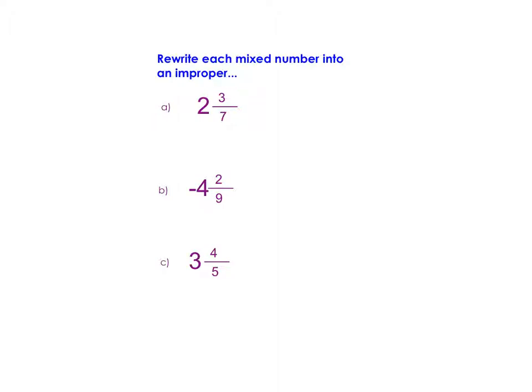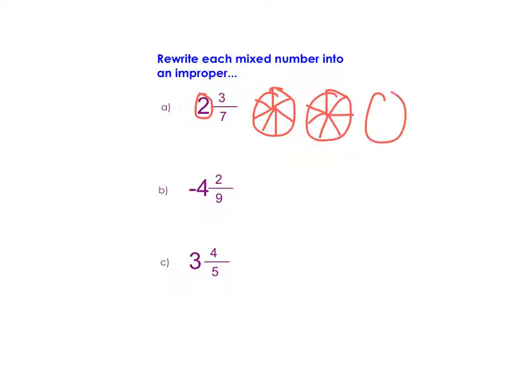So now we're going to think about this in reverse, and we're going to take our mixed numbers and write them into an improper fraction. Remember, this 2 out in front is telling us that we have 2 full pies, and we know that they're being broken up into 7 pieces. So 1, 2, 3, 4, 5, 6, 7. 1, 2, 3, 4, 5, 6, 7. And then I have 3. 1, 2, 3, 4, 5, 6, 7. Excuse my bad drawing, sorry about that.